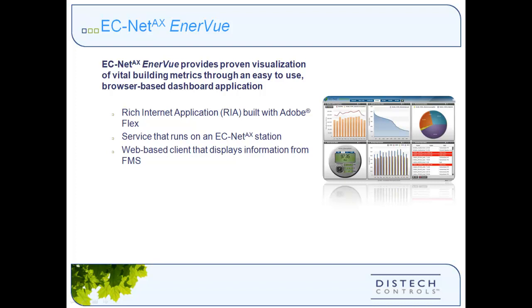ECNet AX EnerVue provides proven visualization of vital building metrics through an easy-to-use browser-based dashboard application. It is a rich internet application built with the Adobe Flex toolset, an open-source framework for building and maintaining expressive web applications that deploy consistently on all major browsers, desktops, and operating systems. EnerVue runs as a service on an ECNet AX station and can be easily integrated with Distech Controls BACnet and LonWorks controllers, as well as other standard protocols. It provides a web-based client that can graphically display any information contained in the automation control system, as well as related items like weather, occupancy, and production from other traditional databases.